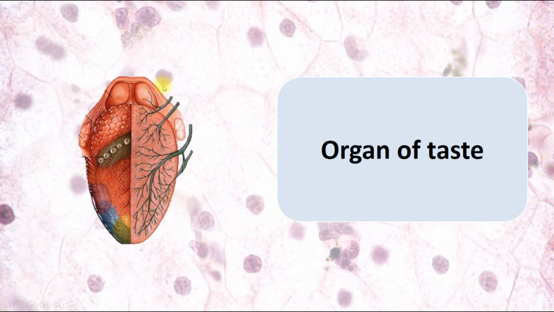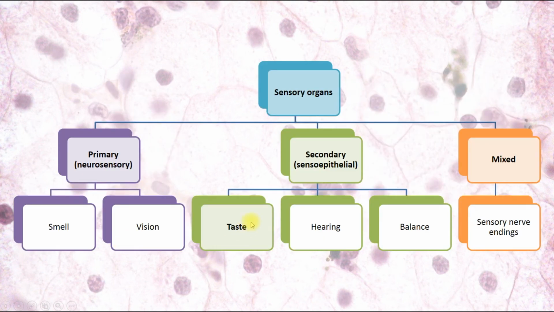Next is the organ of taste. The organ of taste is composed of special structures which are located usually on our tongue, but also those structures are present in some regions of the mucosa in the oral cavity. Those structures are called taste buds. And the organ of taste belongs to the secondary or sensoepithelial type of sensory organs.